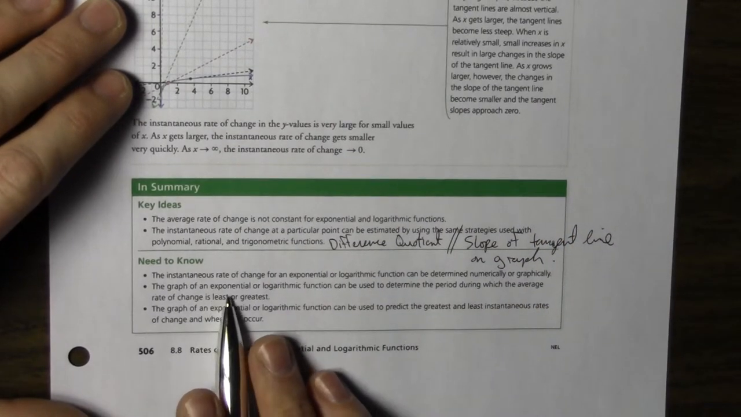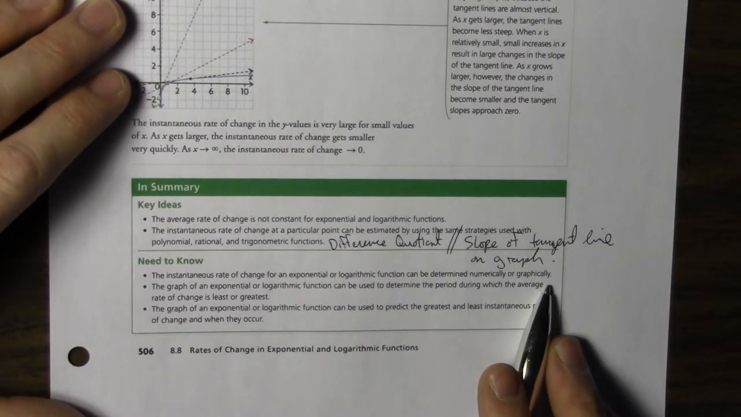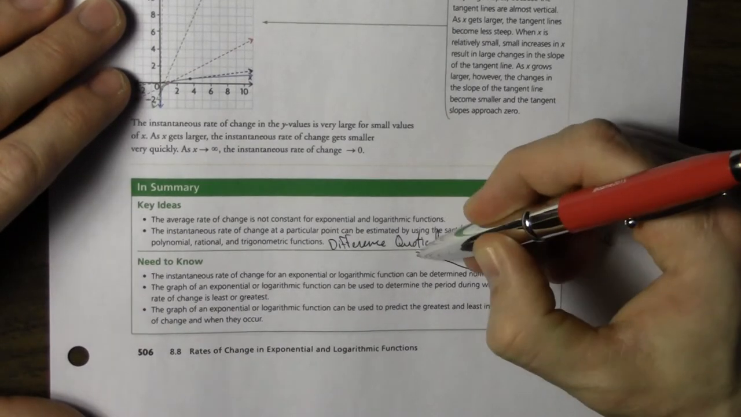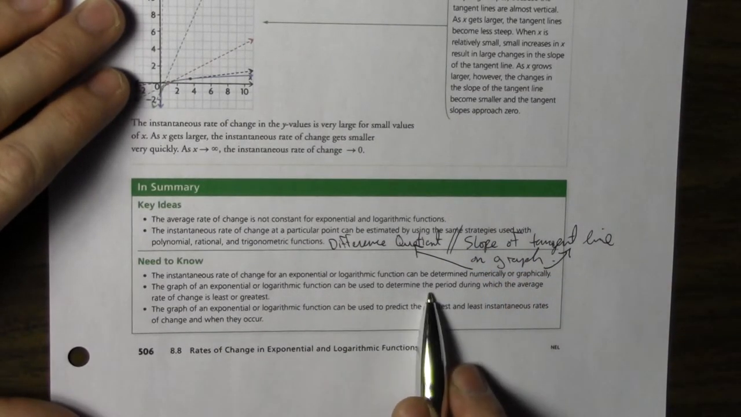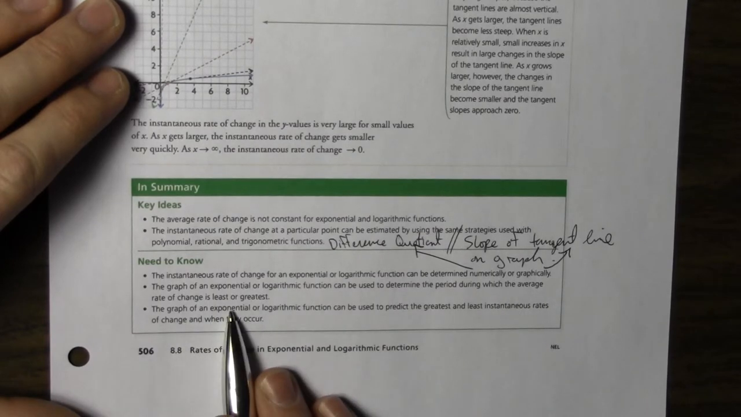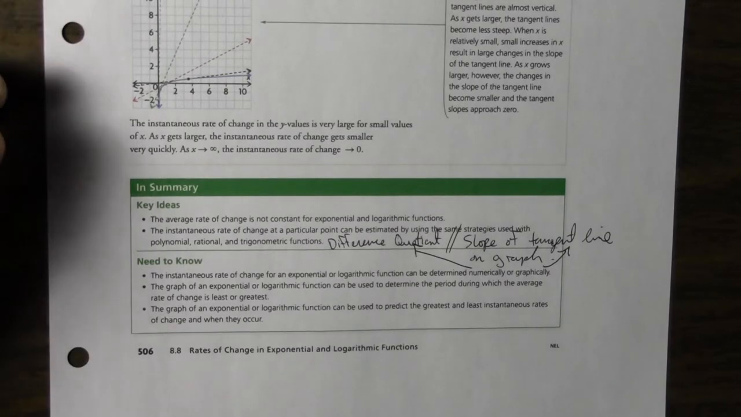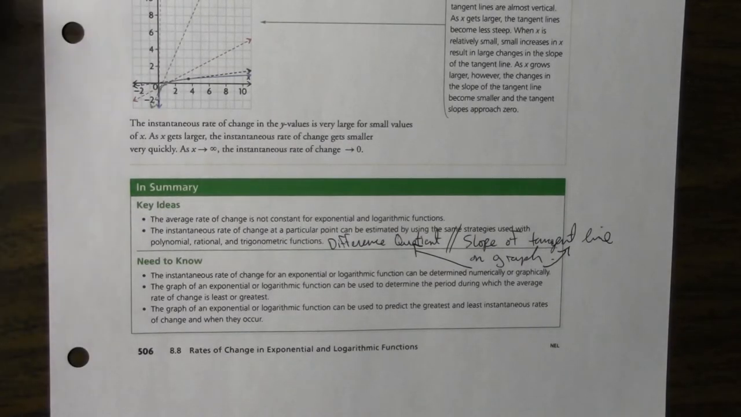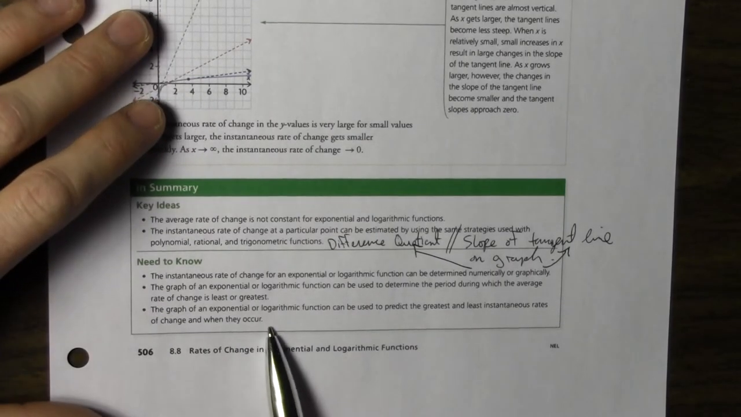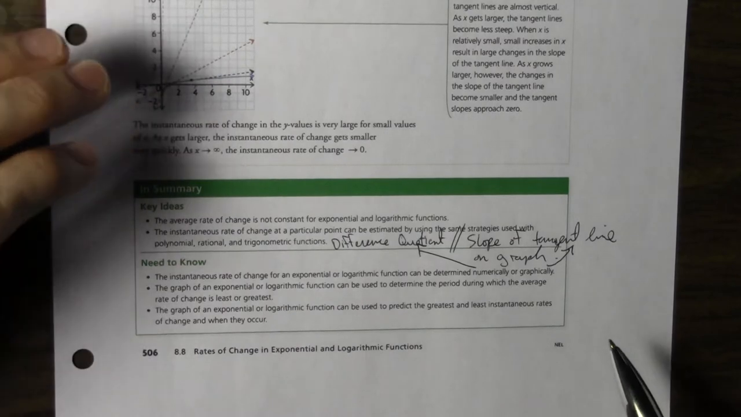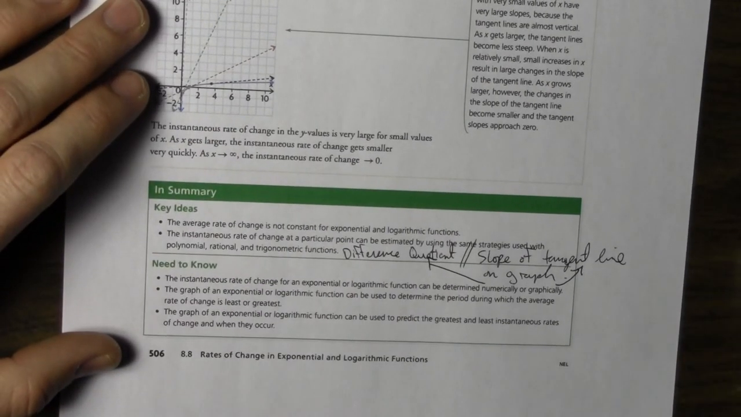Okay, the instantaneous rate of change for an exponential or logarithmic function can be determined numerically or graphically. Okay, that's right here, numerically and graphically. The graph of an exponential or logarithmic function can be used to determine the period during which the average rate of change is least or greatest. So that's just going across the graph, finding where it's the steepest is the greatest, where it's the least steep is the least. The graph of exponential or logarithmic functions can be used to predict the greatest and least instantaneous rates of change and when they occur. Same thing, same idea. Any questions?